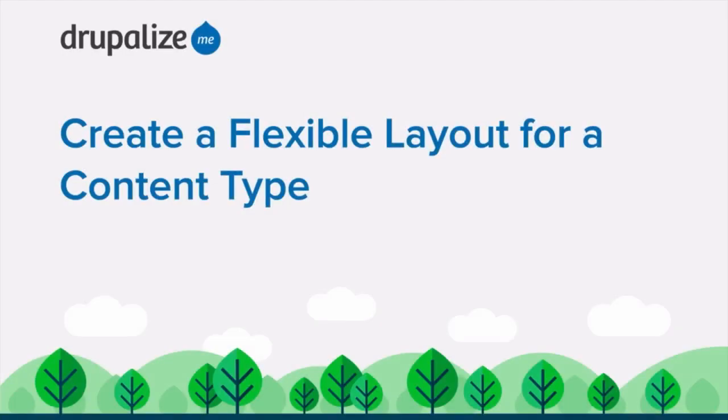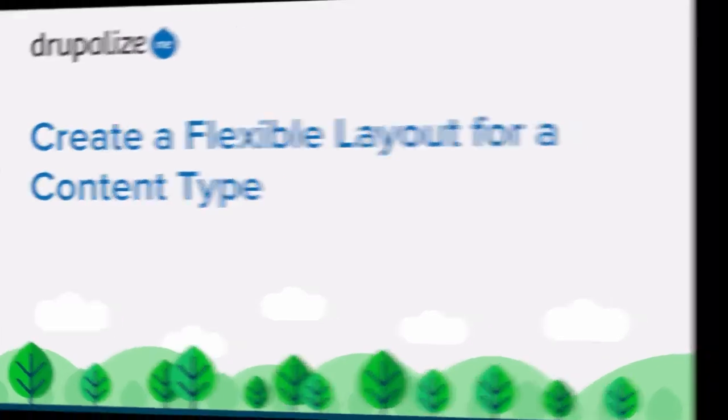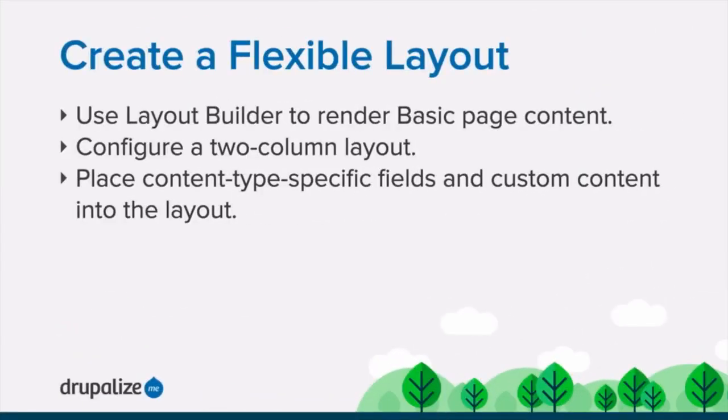One of the most common things that you'll do with the layout builder is modify the layout for a content type. In this tutorial, we're going to override the default view mode for the basic page content type so that it uses layout builder instead of the normal field display options. Then we'll create a new 2-column flexible layout using the user interface. And finally, we'll place blocks into the layout that represent the content that we want rendered.